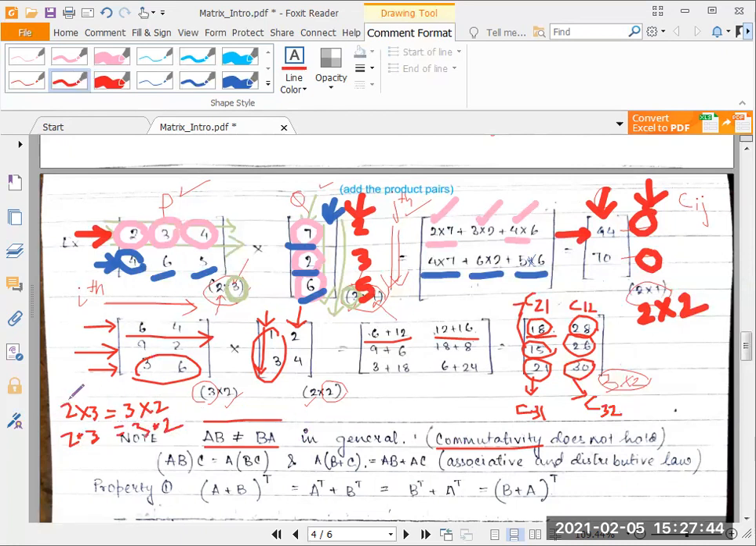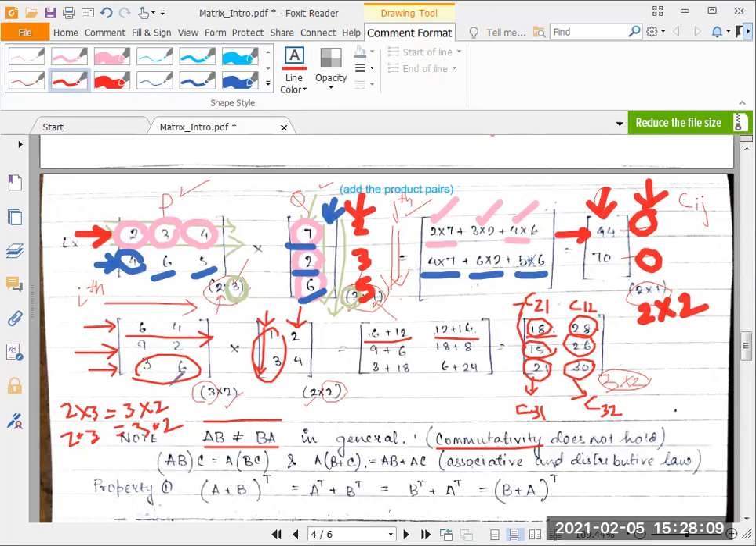This property, the fact that the order can be interchanged, is called the commutativity property. This commutativity property does not hold in matrix algebra, to be very precise. It might hold in certain cases, but in general, the fact that orders can be interchanged does not hold. So the order is of prime importance. AB is not the same as BA.